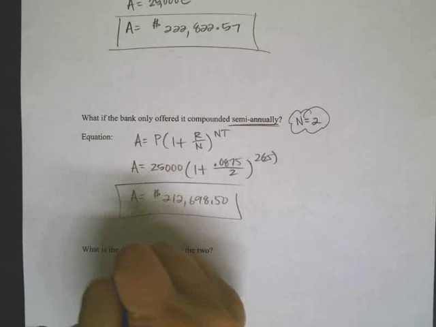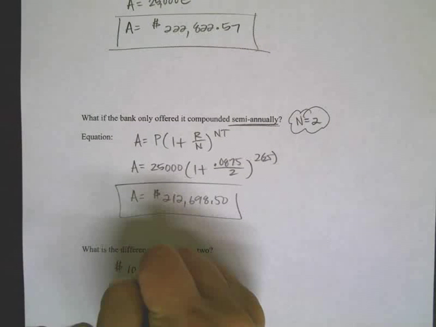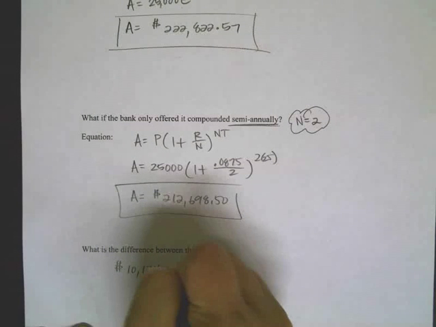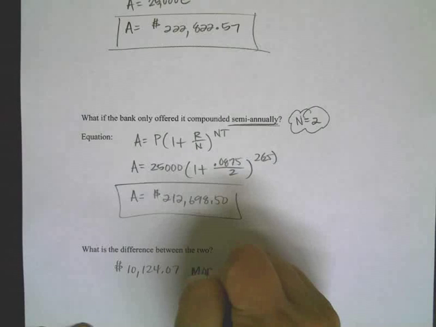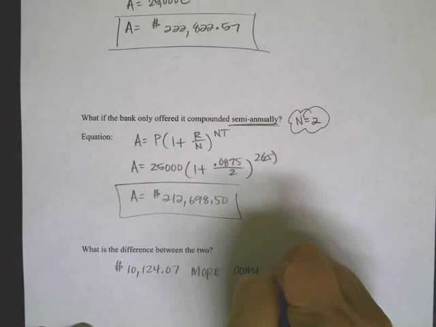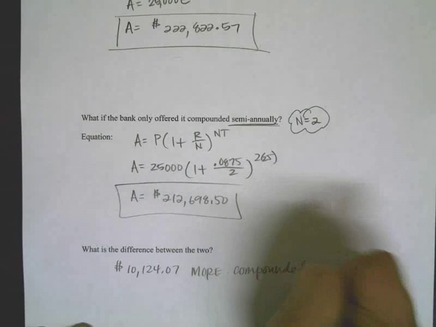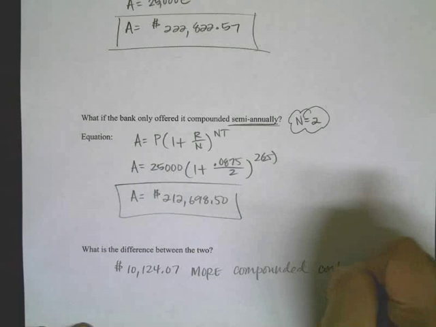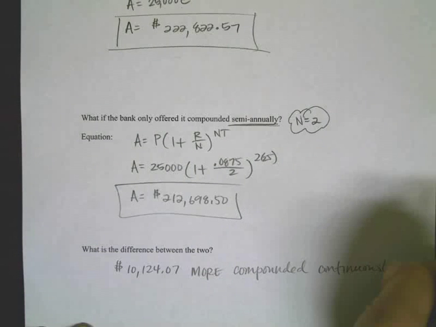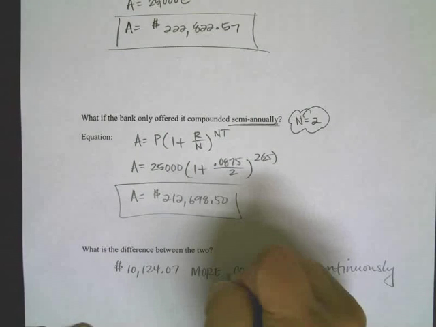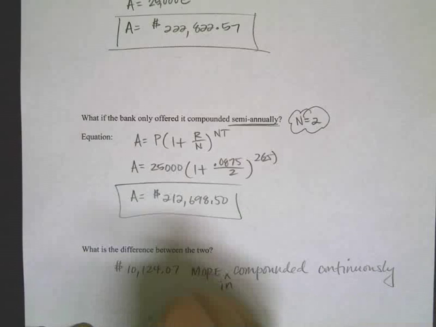And then the difference, you just subtract. So it's that amount more compounded continuously. It's more in the compounded continuously account.